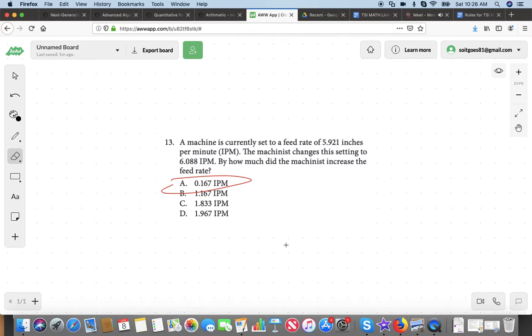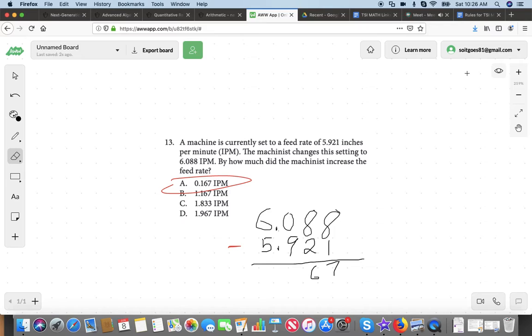Okay, so 6.088 minus 5.921. The key to adding or subtracting with decimals is lining up the decimal. You've got to subtract them, right, because that's going to tell us the difference between the two. Does that make sense? Yes. And 8 minus 2 is 6.